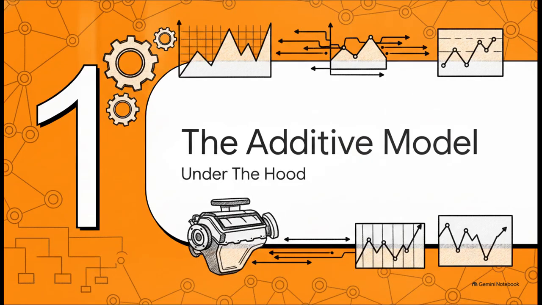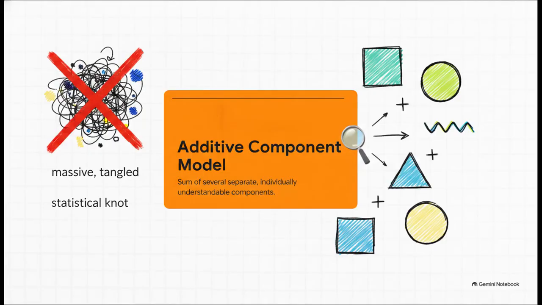All right, moving on to Section 1, the additive model. So let's look under the hood. Rather than viewing a time series as this one massive, tangled statistical knot, Prophet relies on what's called an additive component model. Instead of trying to force everything into a single, highly complex equation, Prophet brilliantly models the data as the genuine sum of several separate, individually understandable components. It essentially takes this complex mathematical problem and breaks it down into human-readable building blocks.